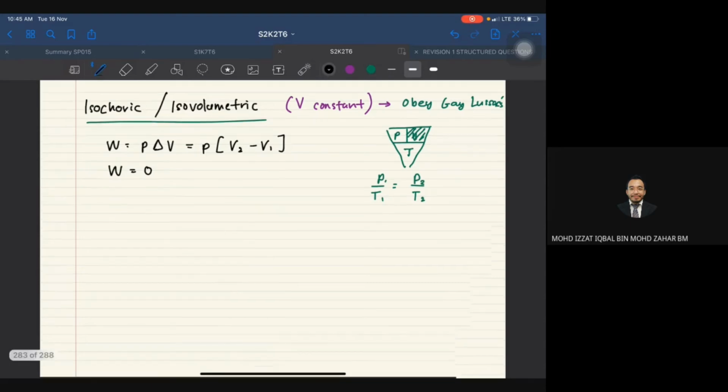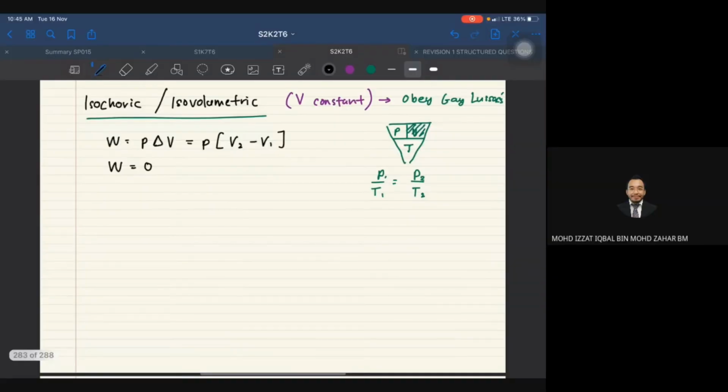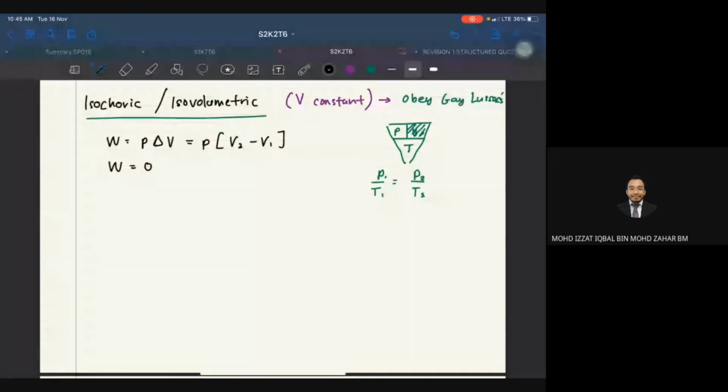Okay, and then if you go back to the first law of thermodynamics, Q equals to delta U plus W. Since the work done is equals to 0, then you get directly lah, Q is equals to delta U. Okay, remember that. Okay, about the graph lah.